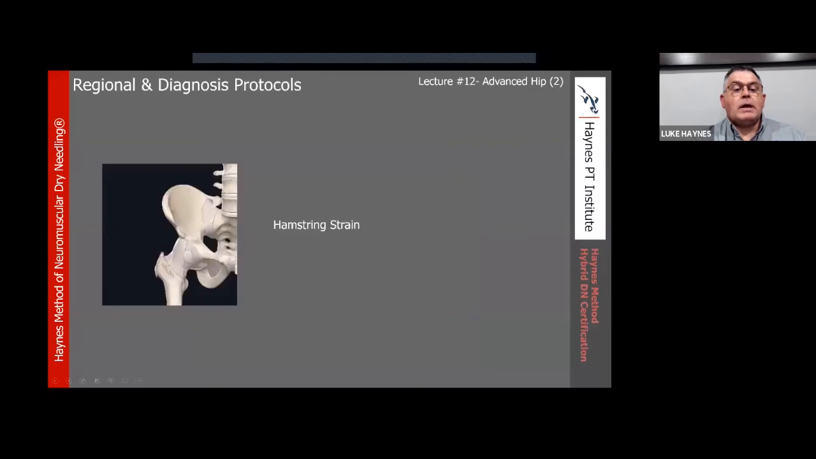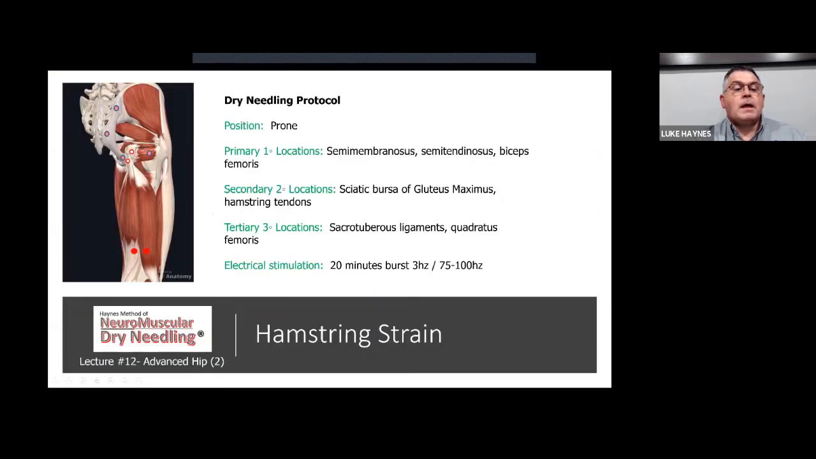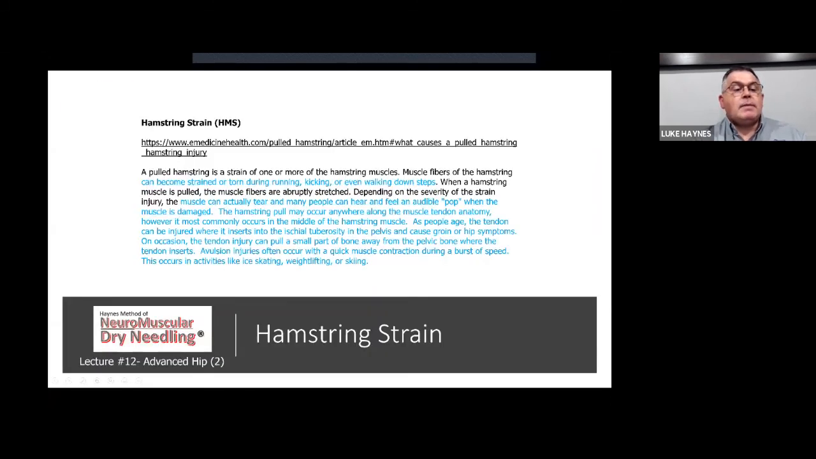Okay, for our hamstring strain. It can become strained or torn during running, kicking, or even simply walking down steps. The muscle can actually tear, and many people can hear and feel an audible pop when the muscle is damaged. Hamstring pull may occur anywhere along the muscle tendon anatomy. However, it most commonly occurs in the middle of the hamstring muscle.